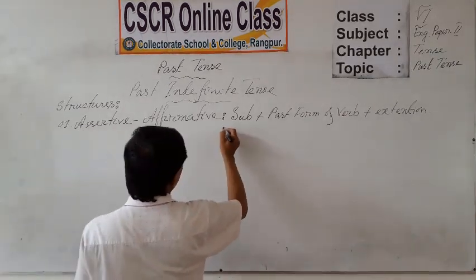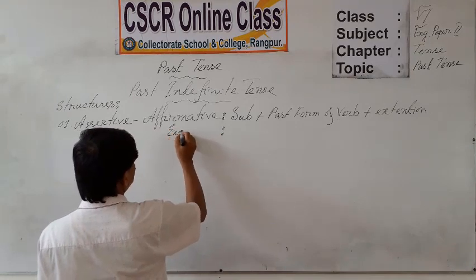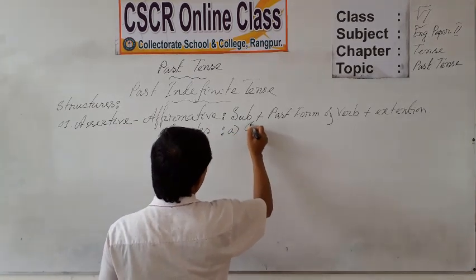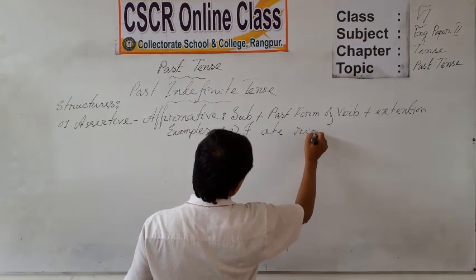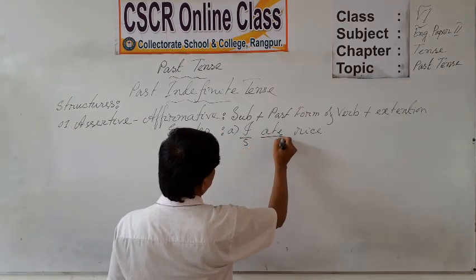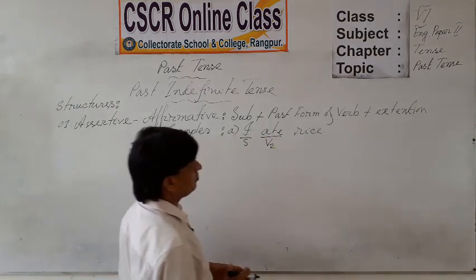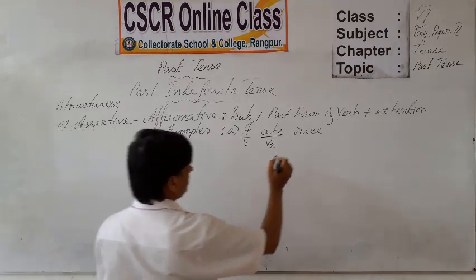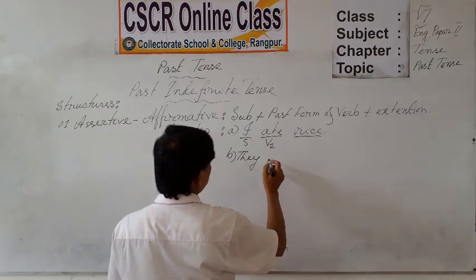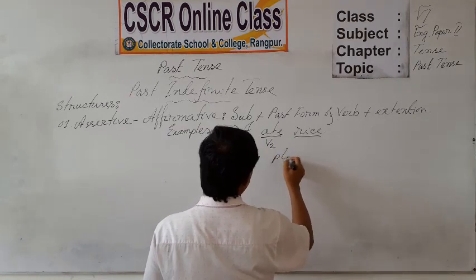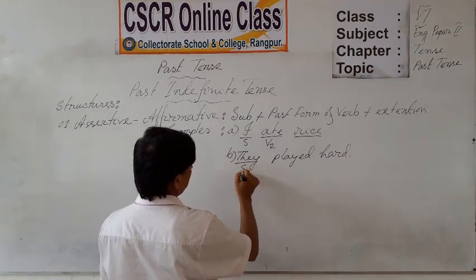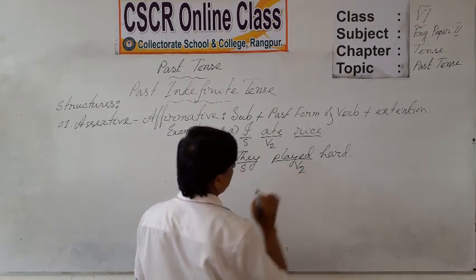Example: A, I ate rice. Dear students, what is the subject? Subject I, and V2, that is, past form of verb, and extension. Again B, they played hard. Yes, the subject they and V2 played.